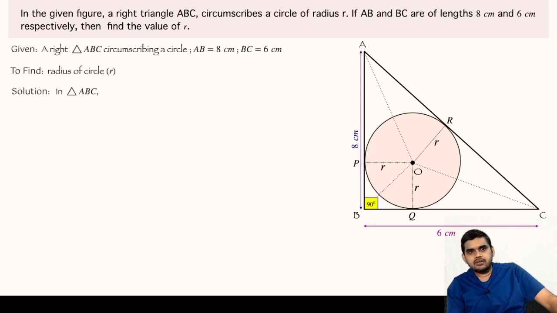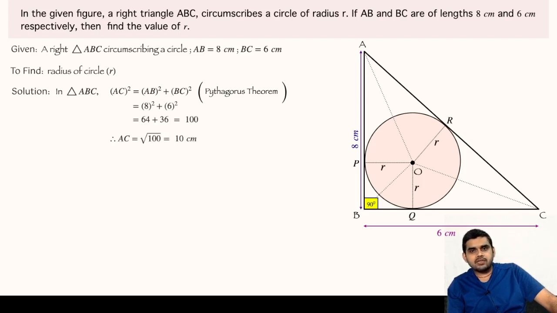So let us start our solution. First, let us focus on triangle ABC. Here, using Pythagorean theorem, we can write AC square, that means square of hypotenuse, is equal to AB square plus BC square. We have the values, so let us substitute them: AB as 8 and BC as 6. On simplifying, we will get AC is equal to 10 centimeter. So let us label it on the diagram.